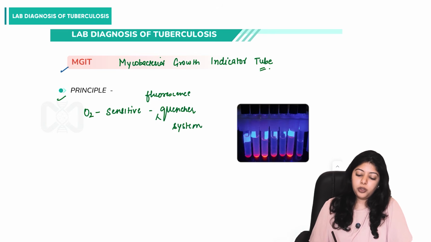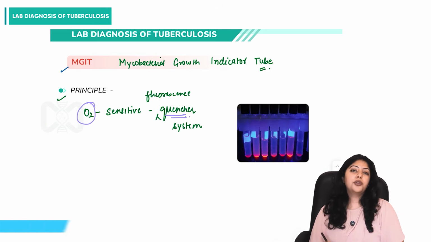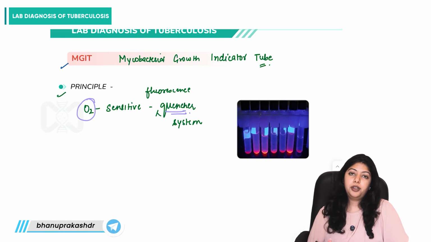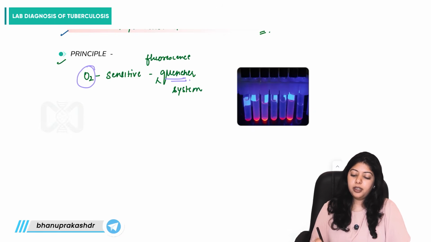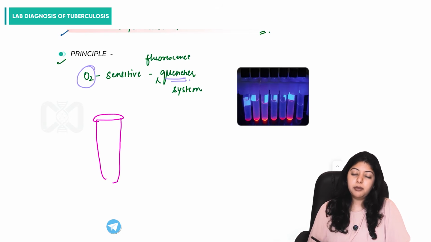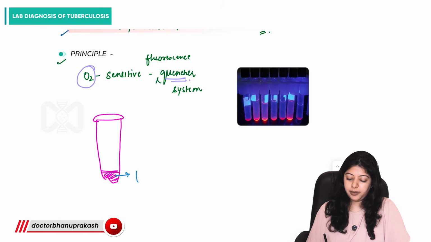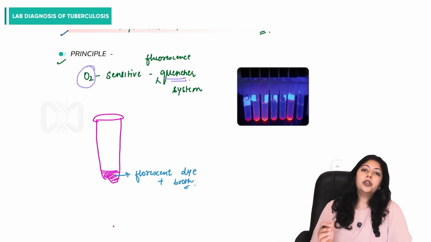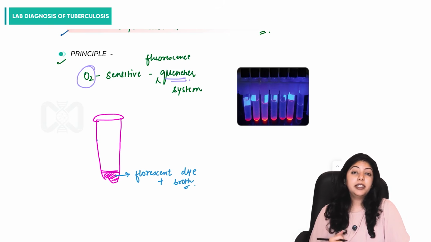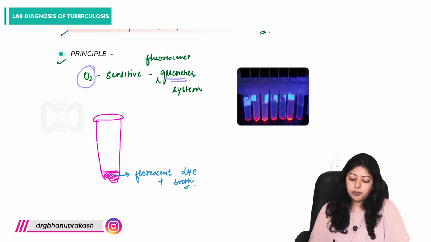So there is an oxygen quencher system which is used in this particular method. What exactly happens? Suppose this is the culture tube containing the media and the broth, mixed with a certain fluorescent dye, plus broth. Now this fluorescence is not visible initially. Why? Because this broth contains an oxygen fluorescence quencher system.